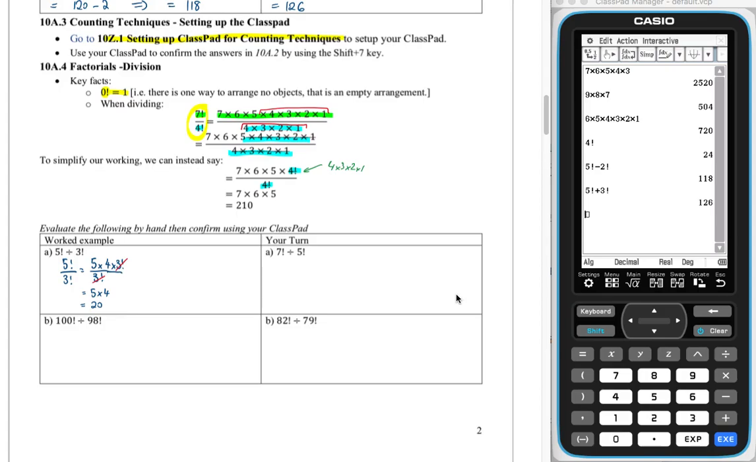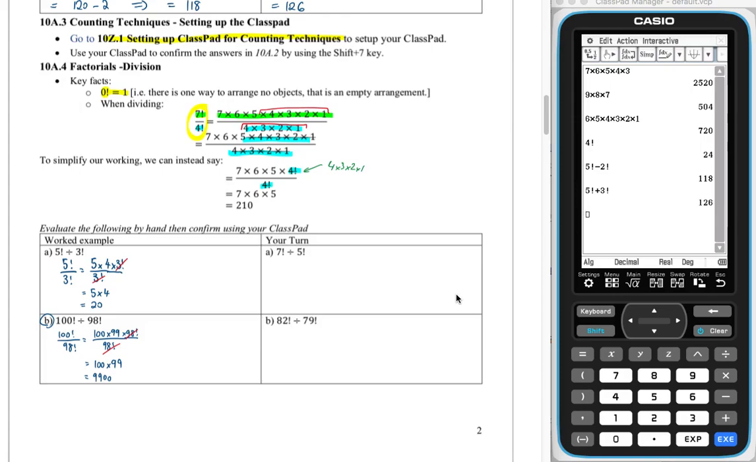For the next step, in part B, we have 100 factorial divided by 98 factorial. We'll do the same thing. And our shortcut, 100 factorial, and on the bottom we have 98 factorial. 100 times 99. Keep counting down until we reach that bottom number. There it is. We cancel, and then we evaluate. 100 times 99, which is equal to 9900.